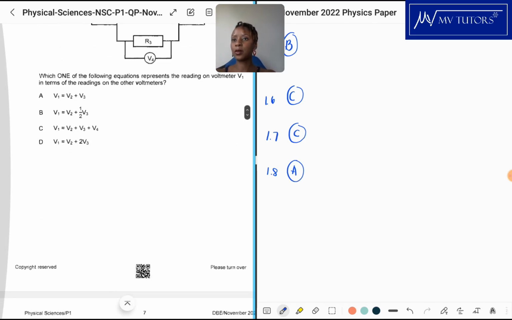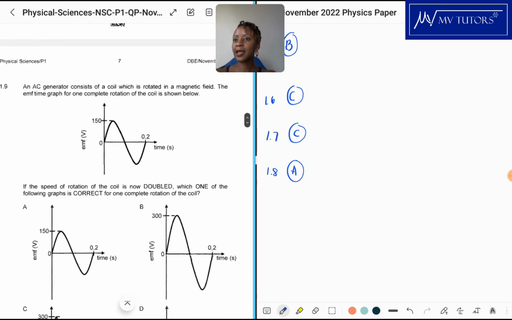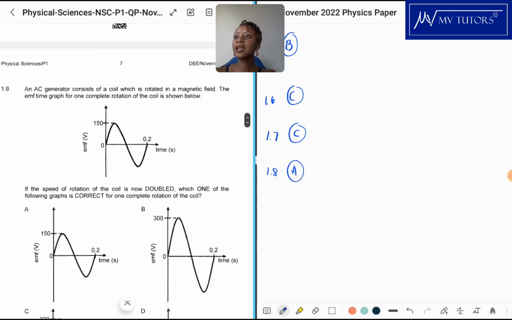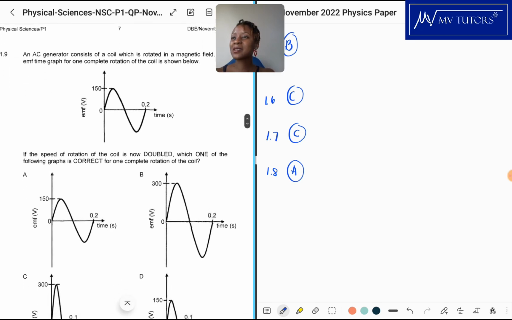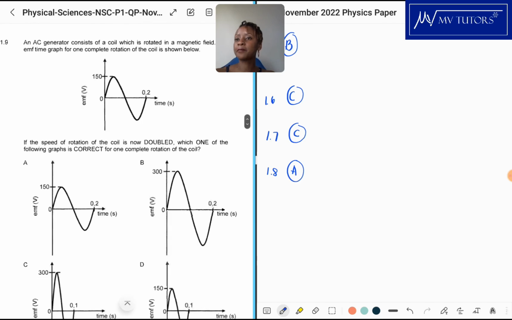And then 1.9. An AC generator consists of a coil which is rotated in a magnetic field. The EMF time graph for one complete rotation of the coil is shown below. So we can see that the EMF there is 150 over 0.2 seconds, the full wave.